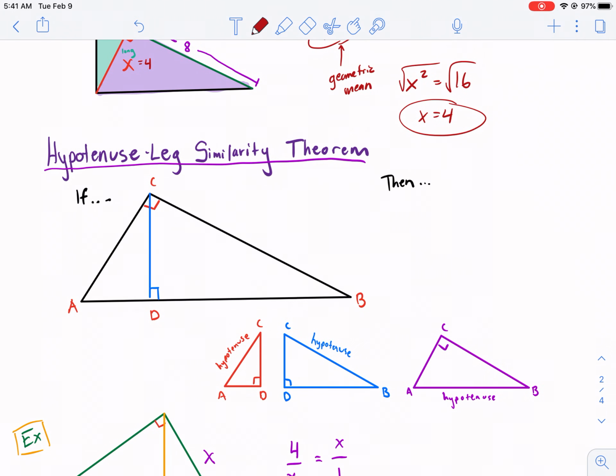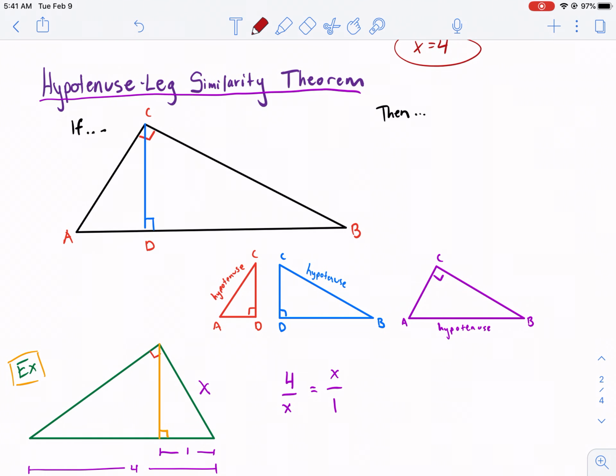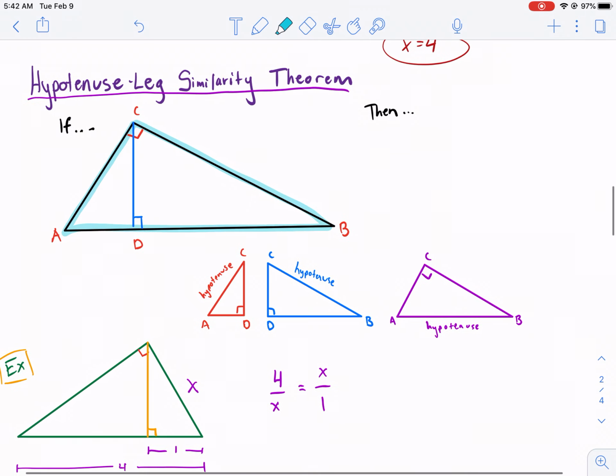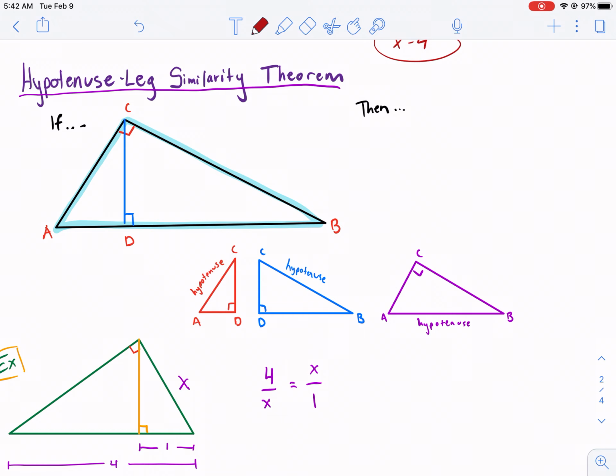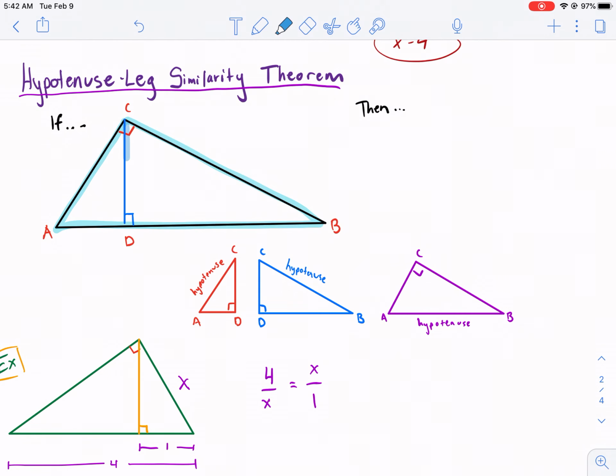Now let's talk about the hypotenuse leg similarity theorem. With hypotenuse leg, we're going to be using the big triangle. So what can we say here? Well, we're going to highlight our big triangle. All right, there we go. There's actually 2 things we can say here. If this is given right here, and we have an altitude drawn there, so we have our big triangle.